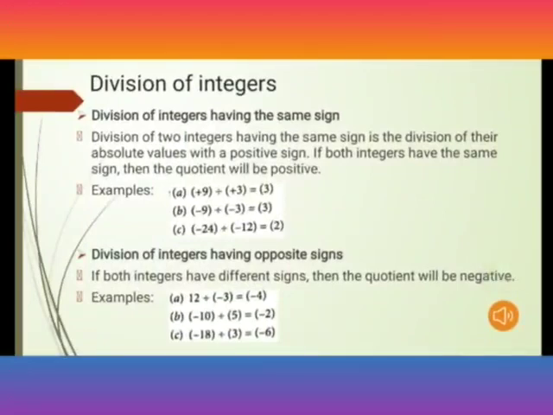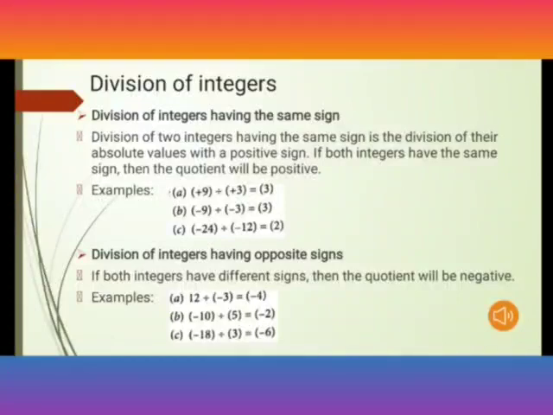Now let's discuss division of integers. Division of integers having the same sign. Division of two integers having the same sign is the division of their absolute values with a positive sign. If both the integers have the same sign, then the quotient will be positive.